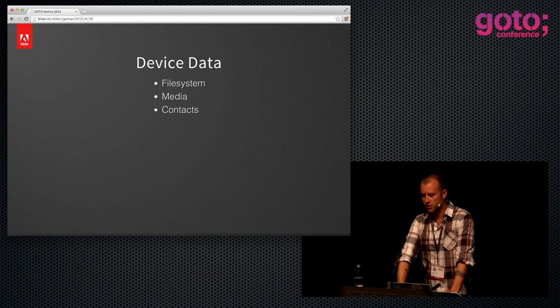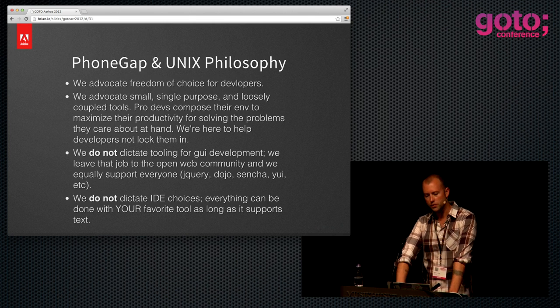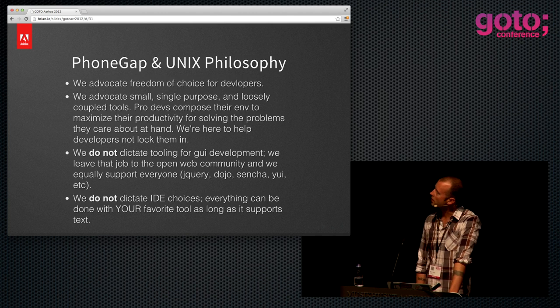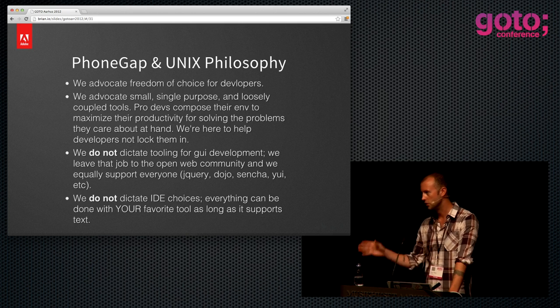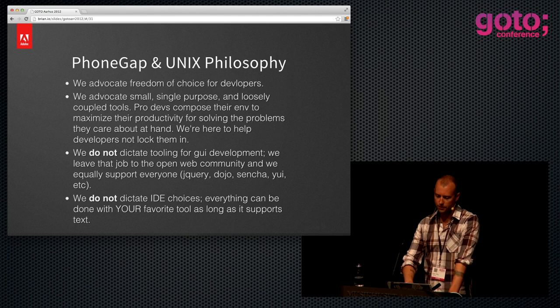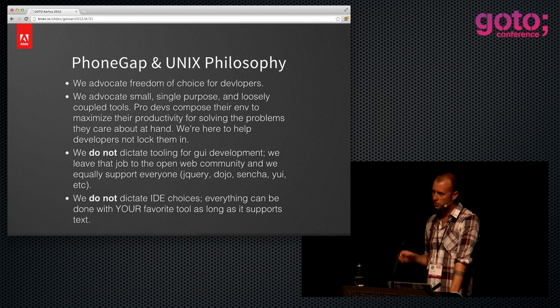So we're big on the UNIX philosophy. So we advocate freedom of choice for developers, which means we don't dictate what tooling you use, and we also advocate small single-purpose tools. So you don't have to use all of PhoneGap to use it. You can use just the Android part or just the iOS part if you want. We're not here to lock you in, and we don't choose.